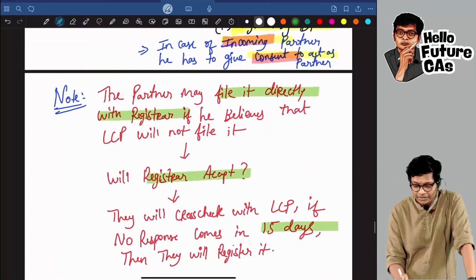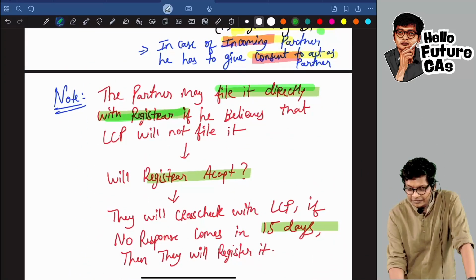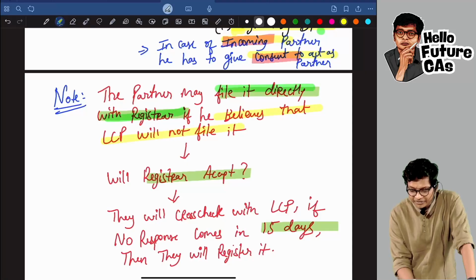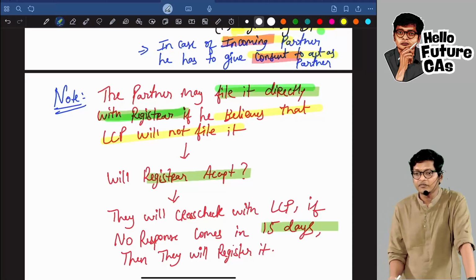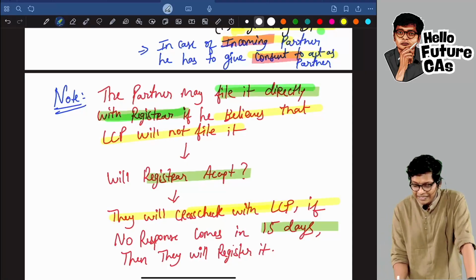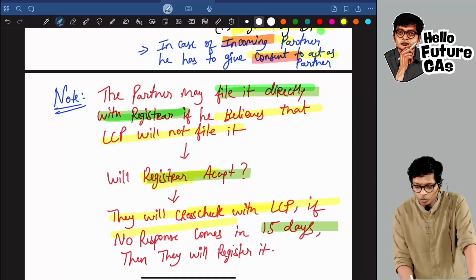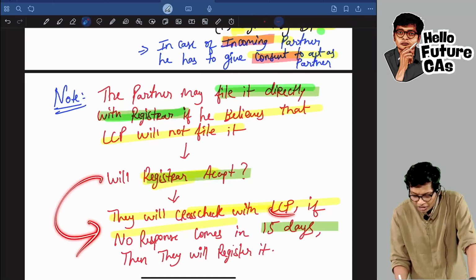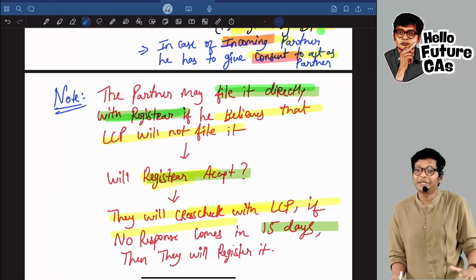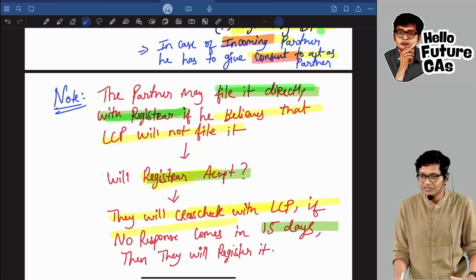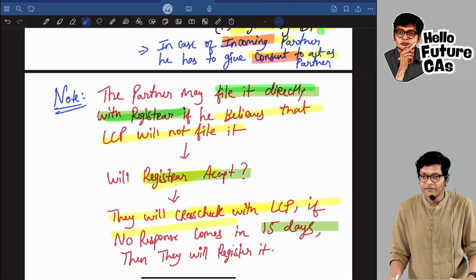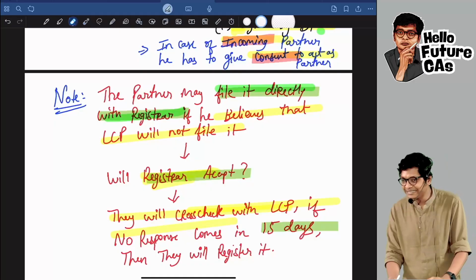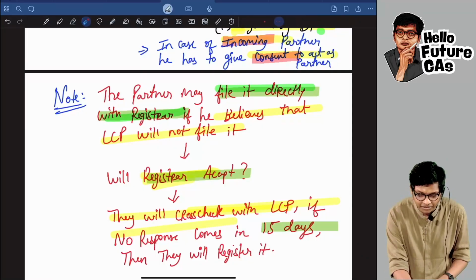Look at this. The partner may file it directly with the registrar if he believes that the LLP will not file. What will the registrar do? The registrar will cross-check with the LLP. Are you all with me, guys? They will cross-check with the LLP and wait for how many days? 15 days. This is like my Companies Act satisfaction of charge.